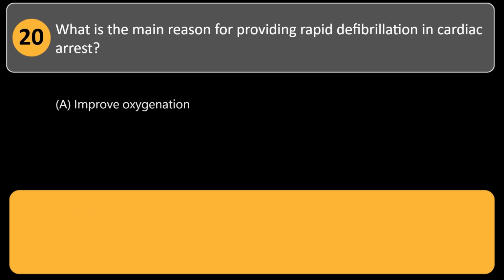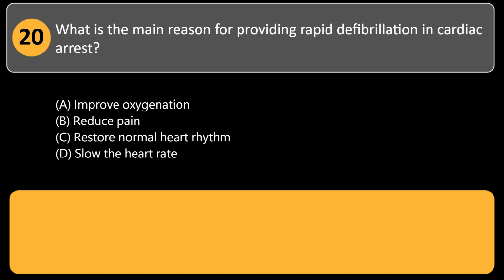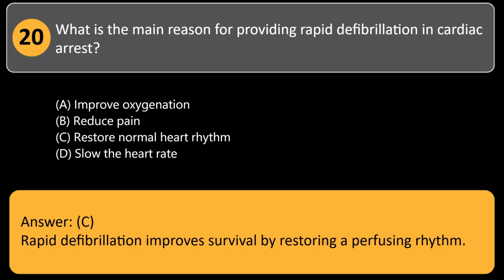What is the main reason for providing rapid defibrillation in cardiac arrest? A. Improve oxygenation. B. Reduce pain. C. Restore normal heart rhythm. D. Slow the heart rate. Answer: C. Rapid defibrillation improves survival by restoring a perfusing rhythm.